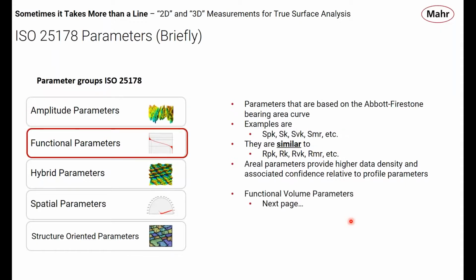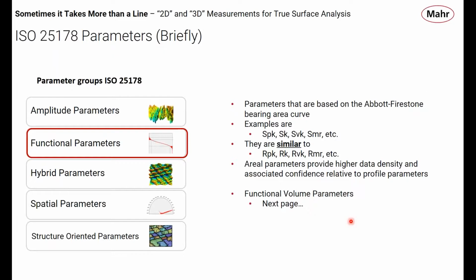I'm not going to give any examples for amplitude parameters because it's pretty basic stuff. Everybody knows what RA, RQ, et cetera are. I'm not going to give examples for it. Functional parameters, on the other hand, are parameters that are based on this Abbott-Firestone bearing area curve. On the next slide, I'll show you a picture of one of those. Examples of these parameters in 3D and areal are SPK, SK, SVK, SMR.